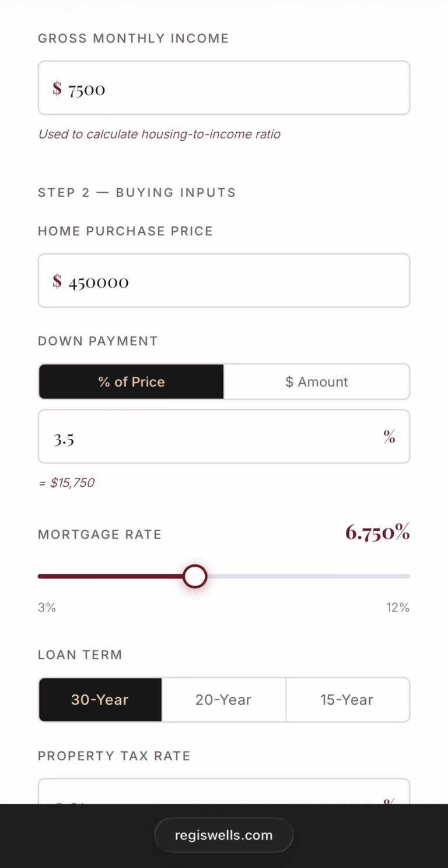Now, if the down payment number feels out of reach, don't let that stop you from running the full scenario. There are numerous first-time home buyer grants and assistance programs available at the federal, state, and local level that can cover a significant portion of your down payment, and in some cases, all of it. Virginia Housing, for example, offers a down payment assistance program specifically for first-time buyers in this market. Programs like these exist to bridge exactly this gap, and they're more accessible than most people realize.